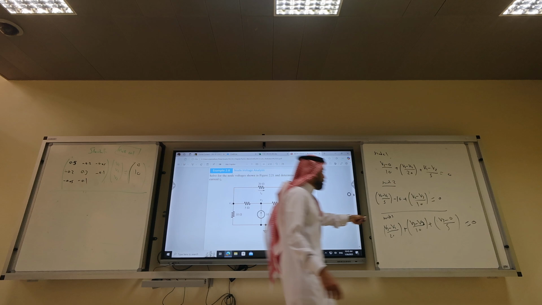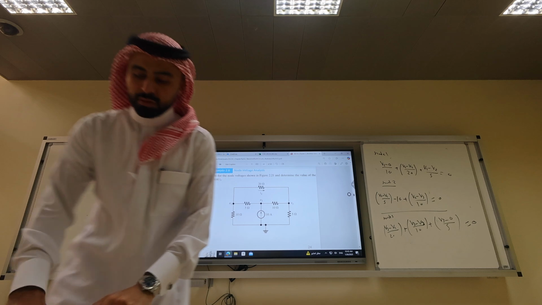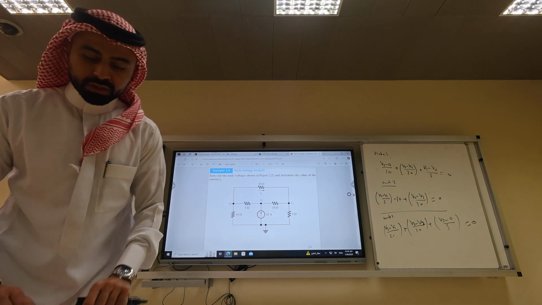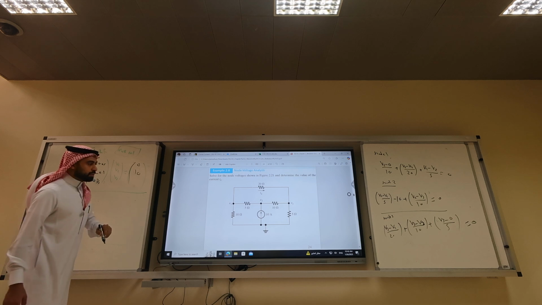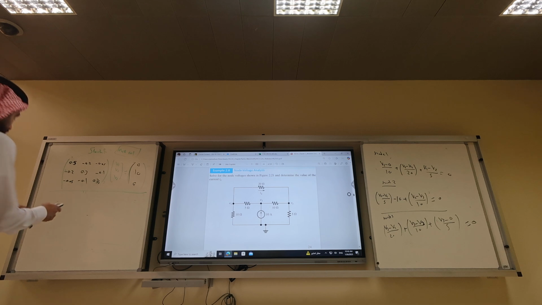For V3 we have 1 over 20 plus 1 over 10 plus 1 over 5, which is 0.35, equals 0. Let's solve it. The matrix is 0.5, minus 0.2, minus 0.5, 0; minus 0.2, 0.3, minus 0.1, 10; minus 0.5, minus 0.1, 0.35, and 0.